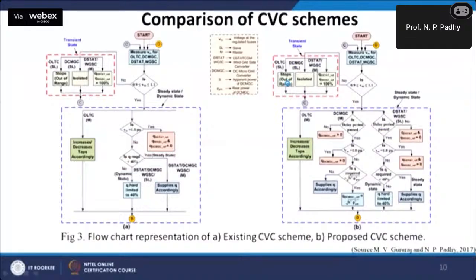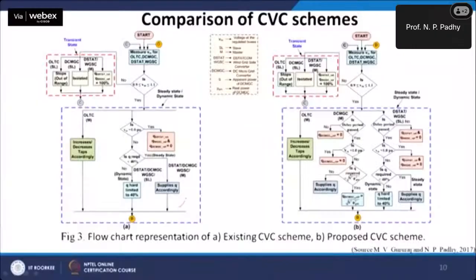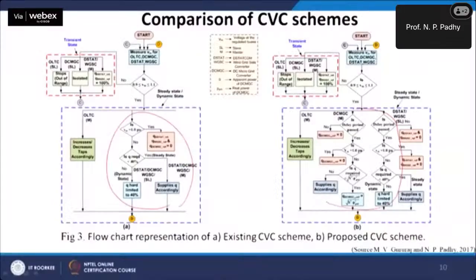Now, if you look into these two different flow charts, the CVC schemes are not very new. They're very, very old and being practiced across the world. Whereas the conventional scheme, you can see, is a simple algorithm, in the proposed CVC scheme, what I'm going to talk about today is slightly different, where we've taken care of the handling of different converters so that the overall performance of the system is improved.